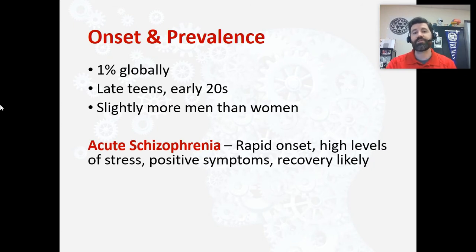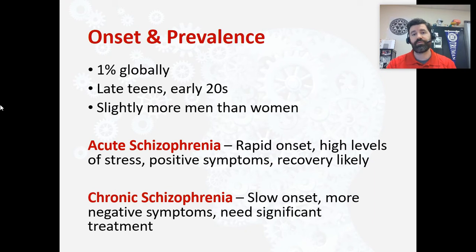There are two main types of schizophrenia. The first is what we call acute schizophrenia. And acute schizophrenia happens quite quickly. There's this rapid onset. It's usually associated with a highly stressful event, and we see lots of positive symptoms, so lots of hallucinations, lots of delusions, and things like that. And the good news, the silver lining of acute schizophrenia, is they are often more responsive to medication, to antipsychotic meds, and things like that.